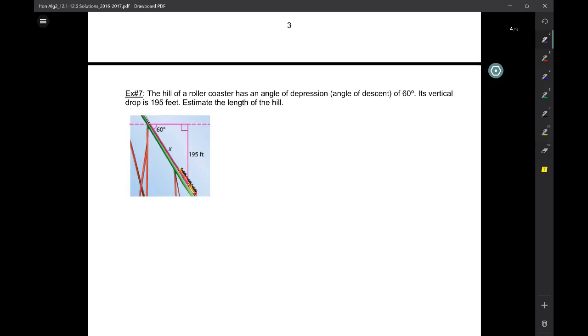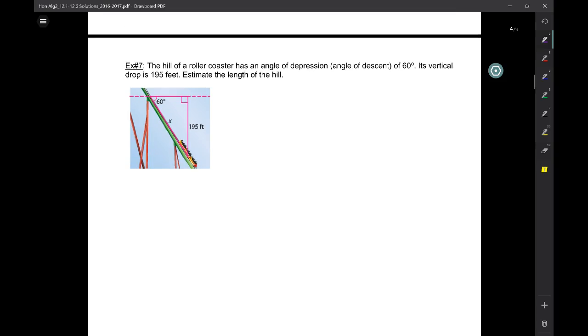So I kind of liked this problem the other day. The hill of a roller coaster has an angle of depression or angle of descent, it may also be called in some other books, of 60 degrees. Its vertical drop is 195 feet. Estimate the length of the hill.